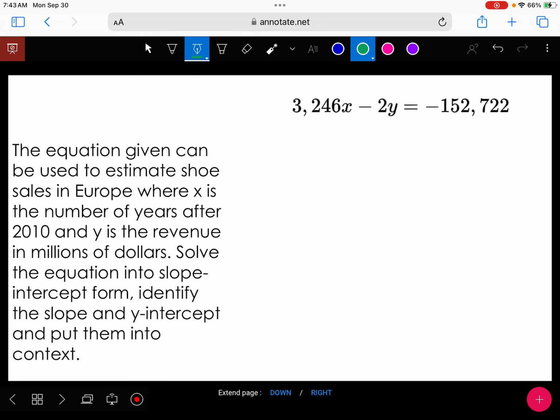So honestly, all we really need is the equation and what the x and the y mean, because we're going to put things into context. We're going to do the exact same thing. We're going to put it in slope-intercept form. We're going to find our slope. We're going to find our intercept. Then we're going to say what they mean. We're going to put them into context. So that's the only thing we add on this.